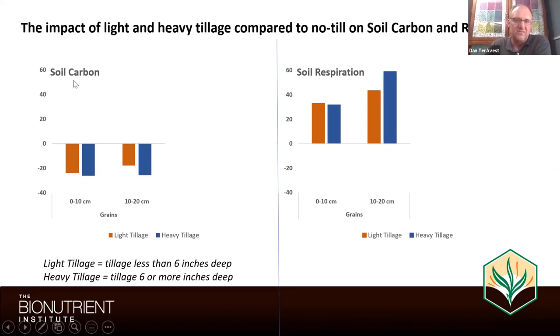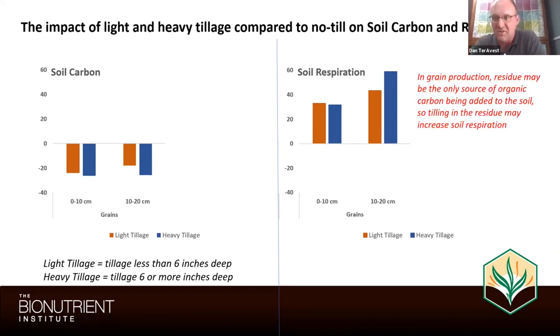So first, we're comparing no-till to these two tillage events. No-till is zero, right? So whenever you see the line, this is where no-till is, because that's the reference. We see in soil carbon in grain systems a 20% reduction in soil carbon. Significantly less carbon is observed in light and heavy tillage soils than no-till in these grain systems. Conversely, we see more respiration in these systems than we do in no-till.